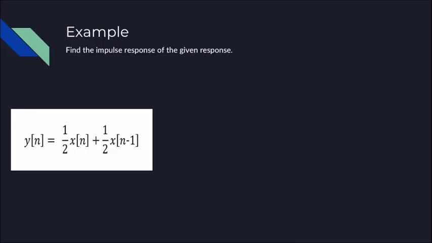And right here we have an example, and we want to find the impulse response for this particular example. We can start as we're given y of n equals half x of n plus half x of n minus 1, and we can let h2 of n denote the impulse response of length 2.